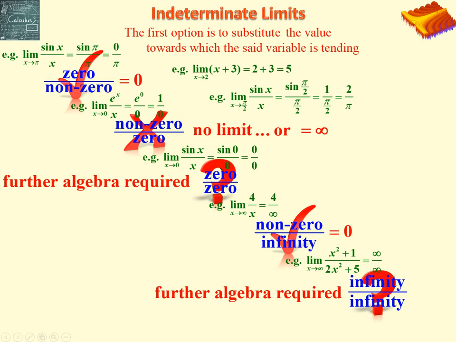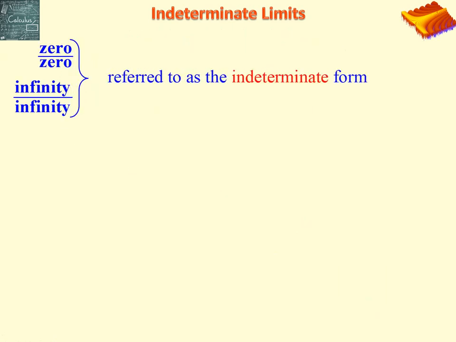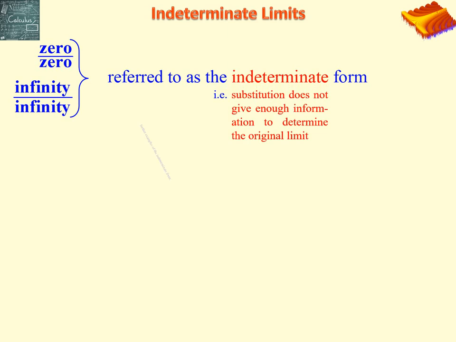Now that we've done all the nitty-gritty of it, let's get into what we're due to be doing. That's the indeterminate form. There we are. They're called the indeterminate form. Those two forms. Substitution doesn't give enough information to determine the original limit.